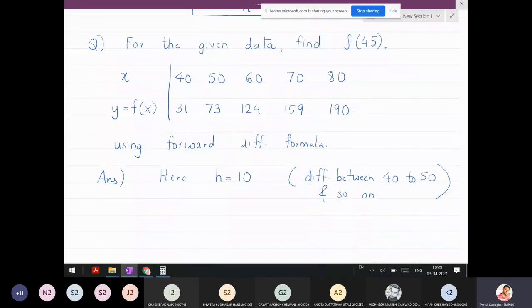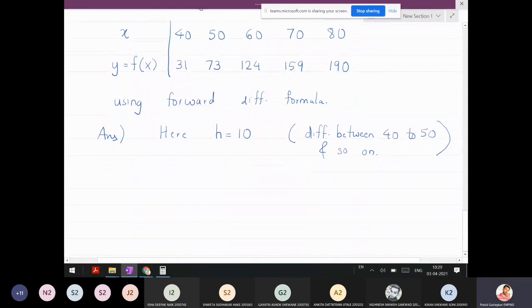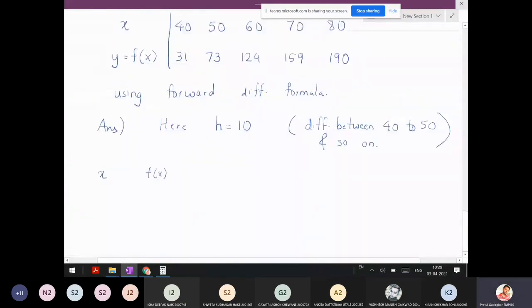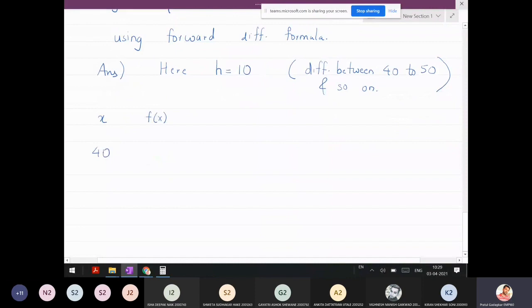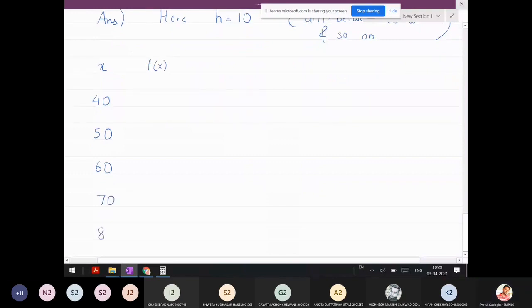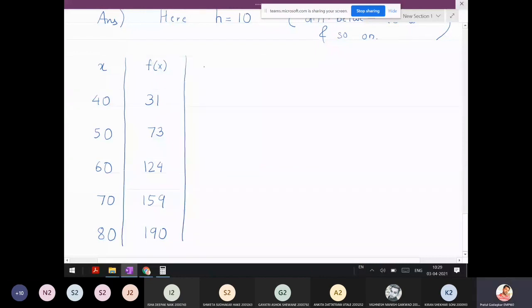Okay, remember, I'm telling you again, this data now I will write vertically: x, f of x, which is 40, 50, 60, 70, 80. I'm leaving one line so that I won't be confused when I'm doing my problems. What is f of x given to be? I'm copying those numbers: 31, 73, 124, 159, 190. So this is the table done vertically. The next column, I told you, is delta f of x.